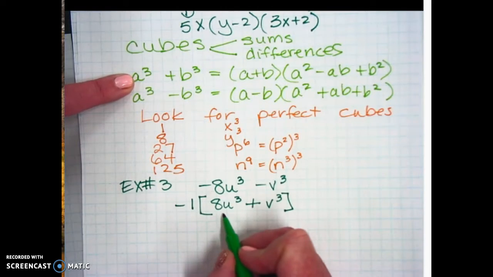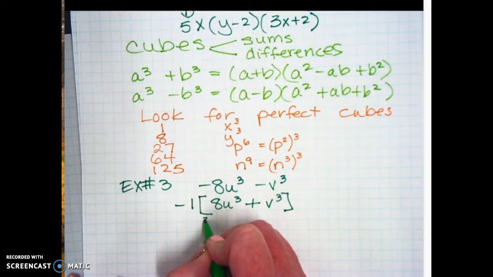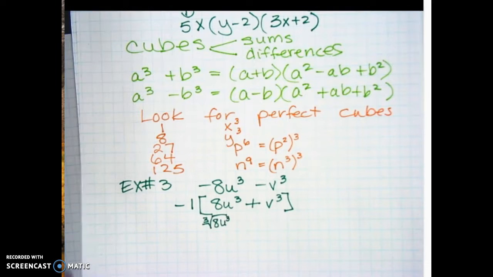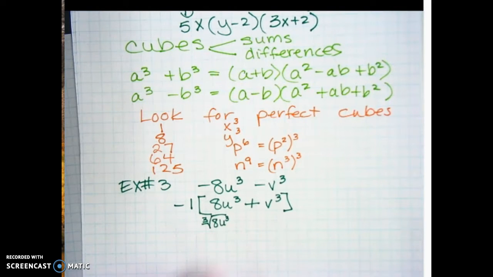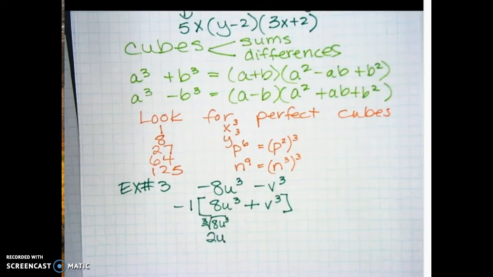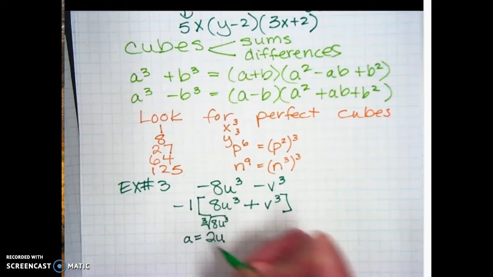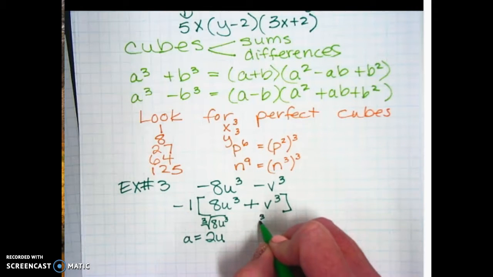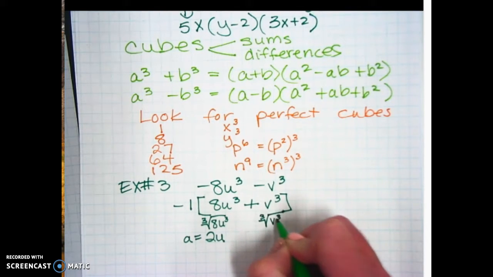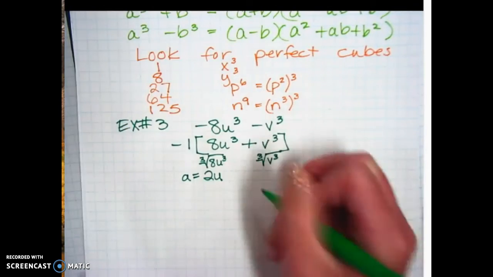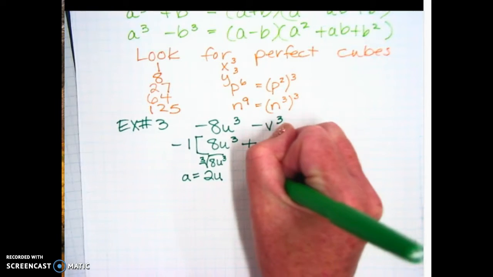Okay. So we're going to look at this first term, and we want to take the third root of 8u cubed. What is the third root of 8u cubed? 2u. Everybody see how we got 2u? That 2u is going to become our a. Now we want to take the third root of v cubed. What is the third root of v cubed? v. That is our b.